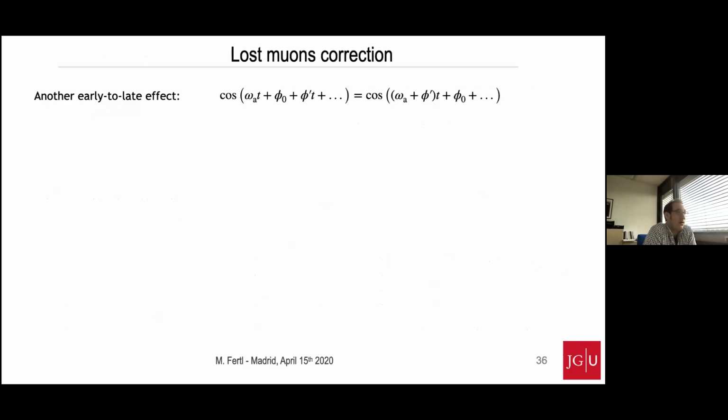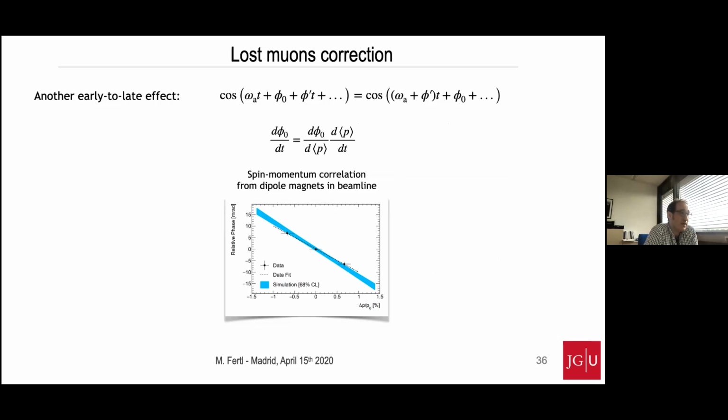Another one of these early-to-late effects is lost muons, and we have to correct for them. The muons initially have a certain phase, but if this phase, as I just mentioned, has a time dependence, this would be a bias. And in a second order effect, there could be such a bias if the phase, phi naught, is dependent on the average momentum of the muon ensemble, and if this average momentum changes over time. And this effect exists. There is a spin momentum correlation from the dipole magnets in the beamline.